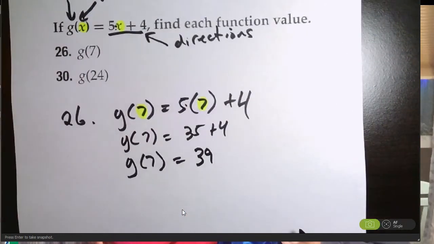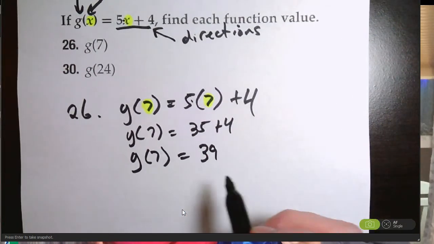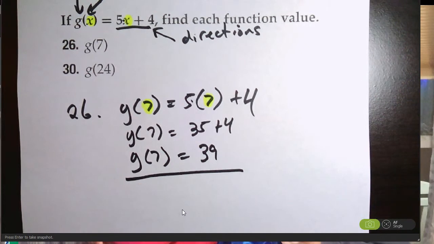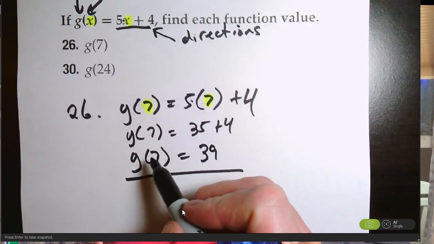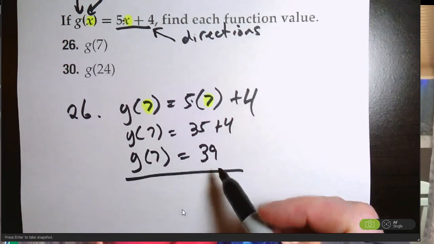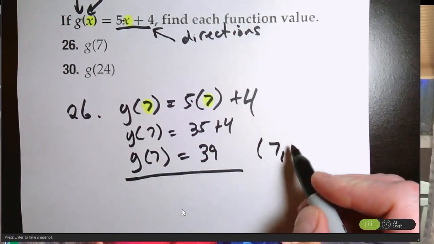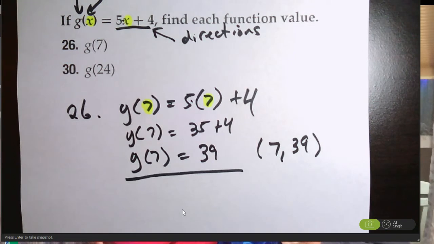39. Now, a lot of people mistake this and think this means g times 7 equals 39. That's not what this is saying. This is saying for function g, when x is 7, we get 39. So we could also write it as an ordered pair like this: 7 comma 39.